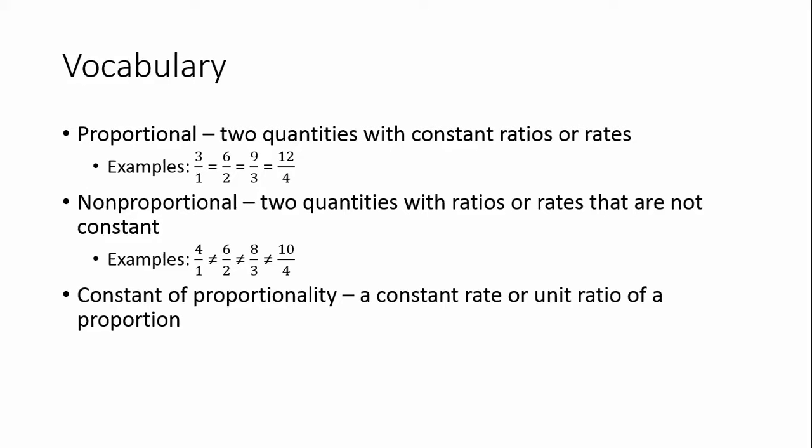Two quantities are non-proportional if the ratios or rates are not constant. So here you see we have 4/1, which is not equal to 6/2, not equal to 8/3, not equal to 10/4. And a constant of proportionality is a constant rate or a unit ratio of a proportion. And we'll use this a little bit in some of our real-world problems.